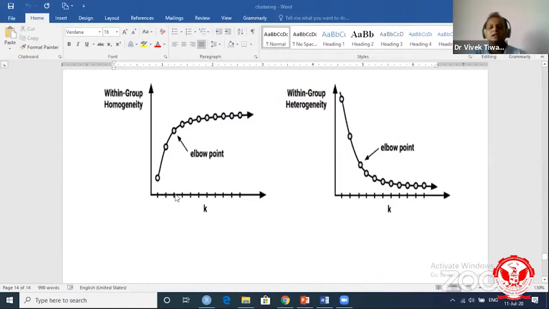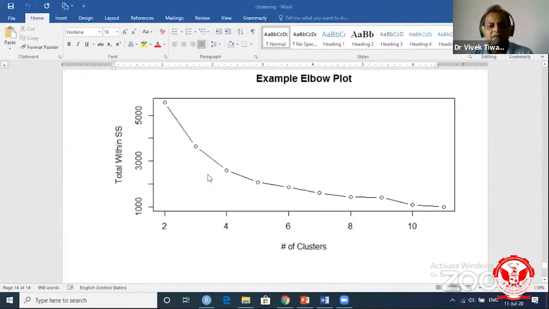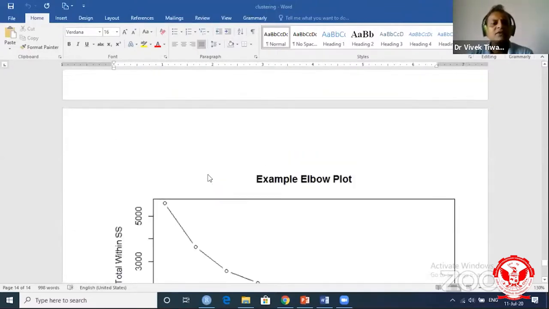So the optimal number of clusters is the condition where homogeneity and heterogeneity are both satisfied. In other words, it is the ideal case that gives the best result. So that is enough from my side for the discussion about k-means clustering.